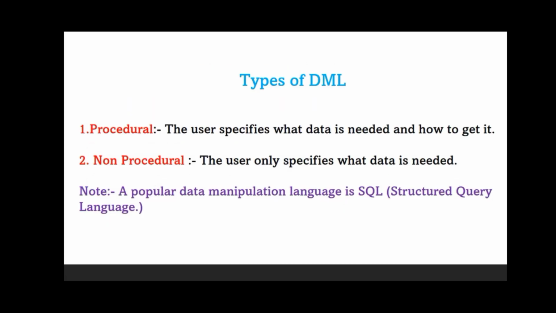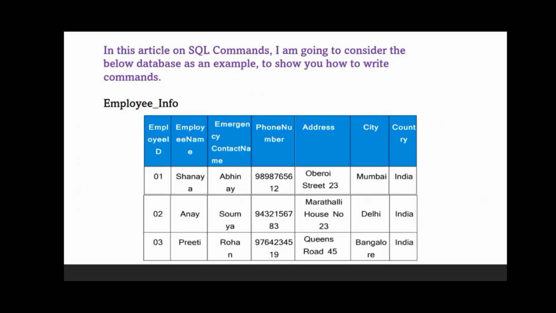Then the types of DML are also important: procedural and non-procedural. Procedural means the user specifies what data is needed and how to get it. And non-procedural means the user only specifies what data is needed. One of the popular data manipulation languages is SQL, structured query language. Here we can consider the database employee info. Some details are employee ID, employee name, emergency contact number, phone number, address, city and country.